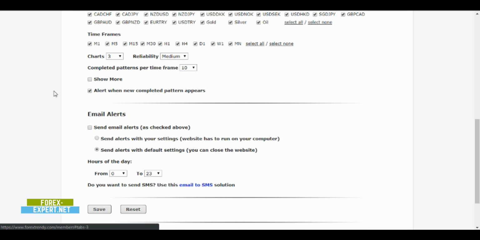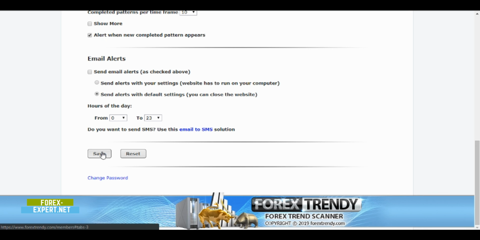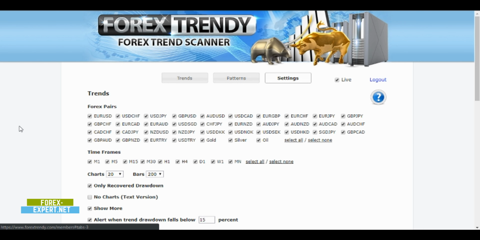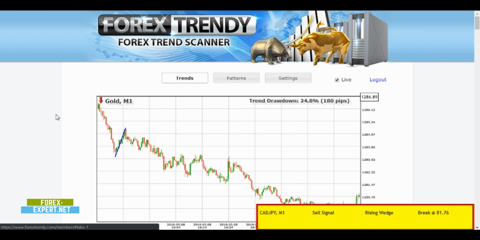And below here you can see the email alerts. You can select the way you want to receive the alarm, by email or SMS. Once you have done your adjustments, go down here and click on save. I hope that my video was good and you understand how to use it, and what kind of opportunities you can find on the forex market thanks to this online software.